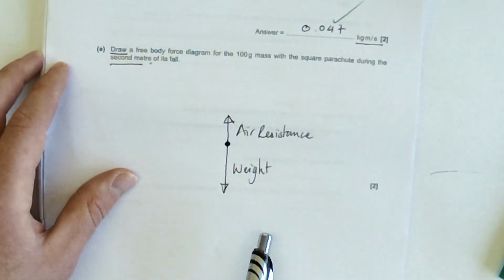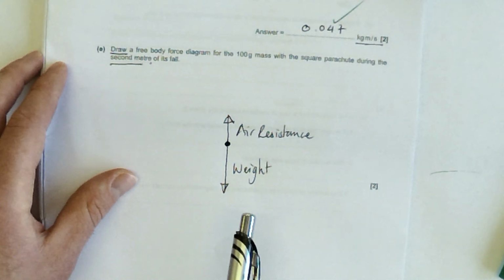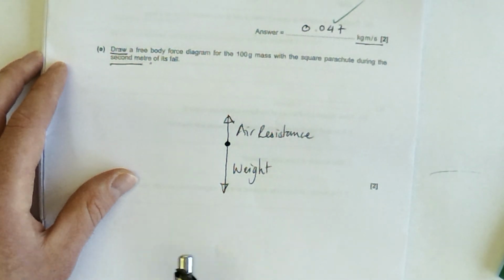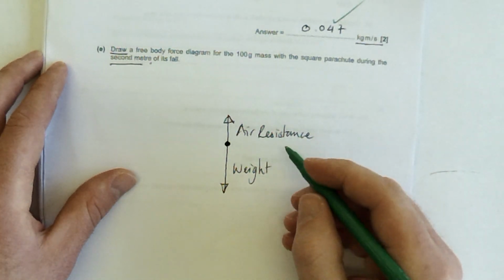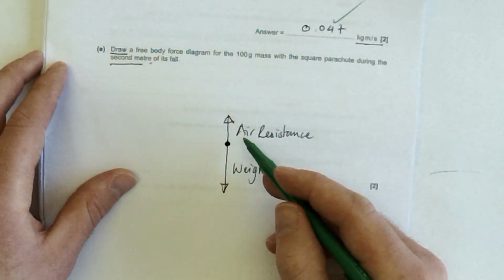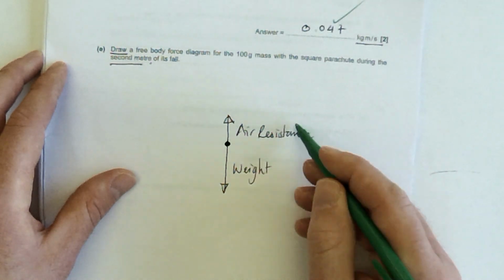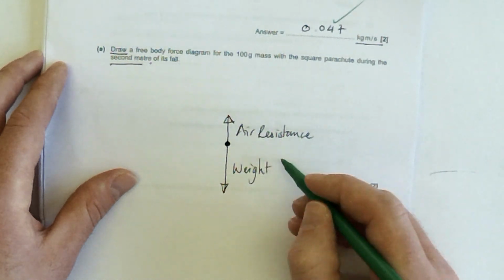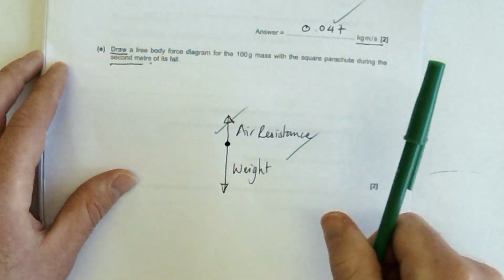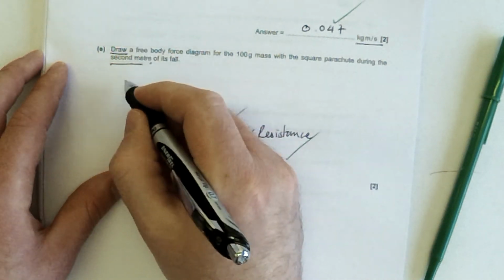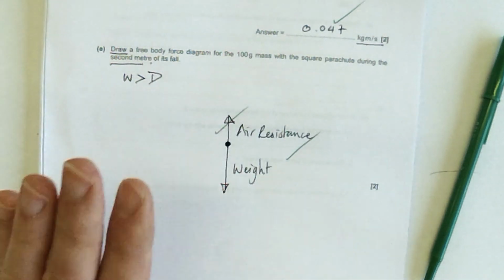It is acceptable to say gravity, but weight's better. It is acceptable to say drag. That's absolutely fine to call it air resistance or drag. They're both acceptable terms. You can just put W and capital D if you like, because those are the terms we normally use. You get a mark for having the labels and the right directions of the arrows, weight and air resistance. And you get a mark for the air resistance being less than the weight, because when it is still accelerating, the weight is greater than the drag.